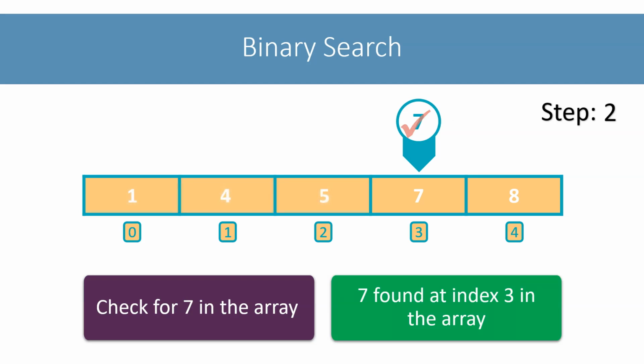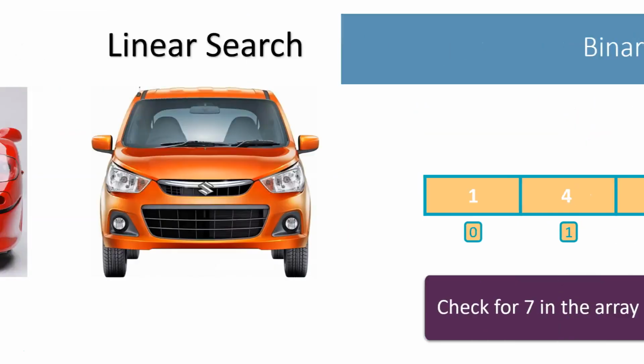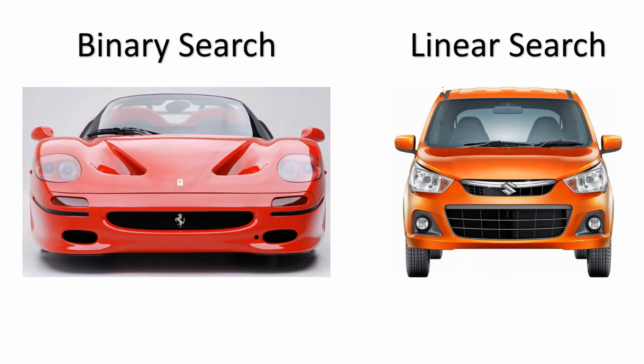Using binary search, we found 7 in just 2 steps, whereas with linear search, it took us 4 steps to find 7. So binary search is faster than linear search. But this speed comes at a cost. The array should be sorted before we can perform binary search on it, whereas linear search works on sorted and unsorted arrays both. Now that we have a basic understanding of binary search, let's look at its Java program in BlueJ and understand its working.